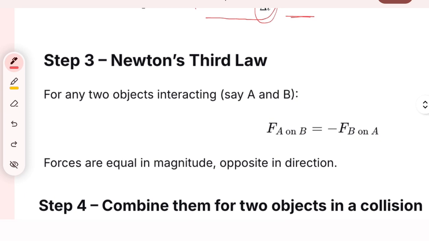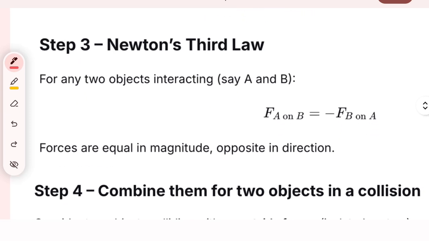So now if we go to Newton's third law, it says that for any two objects interacting, there is always an equal magnitude in the opposite direction, right? So if there is a force that goes in one direction, there is always an equivalent force that goes in the other direction. Forces are equal in magnitude, but opposite in direction. That is Newton's third law.